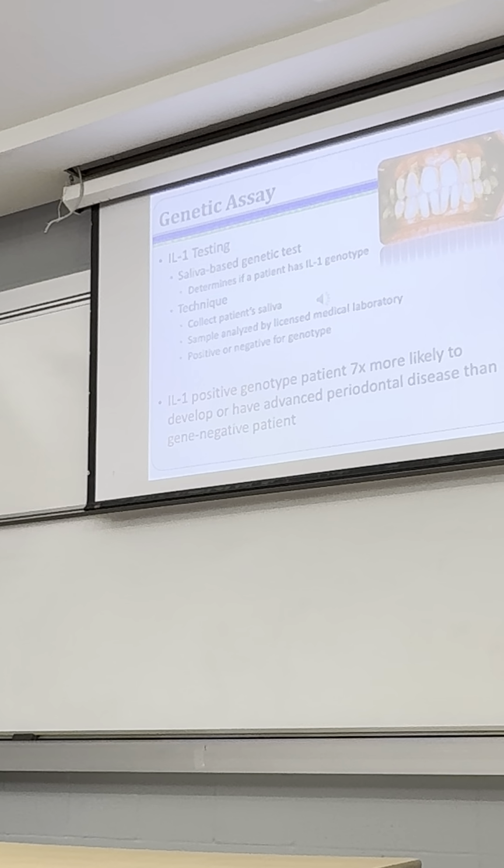Testing for that is basically saliva based, so it just determines whether they have that genotype. The patient's saliva is collected and sampled by the lab, and whether they're positive or negative lets them know whether or not that patient is going to be more at risk. People who have this genotype are 7 times more likely to develop advanced periodontal disease, so that's how that works as a non-modifiable risk factor.